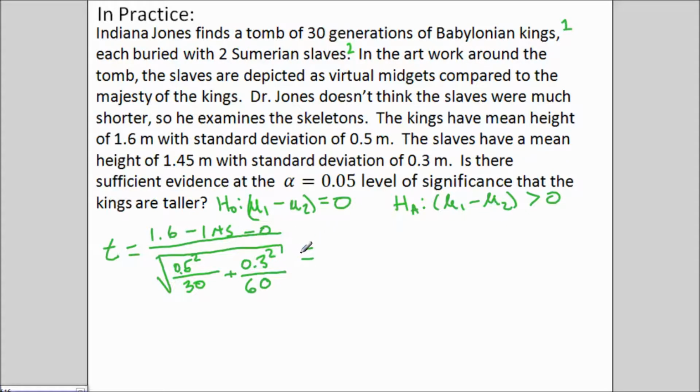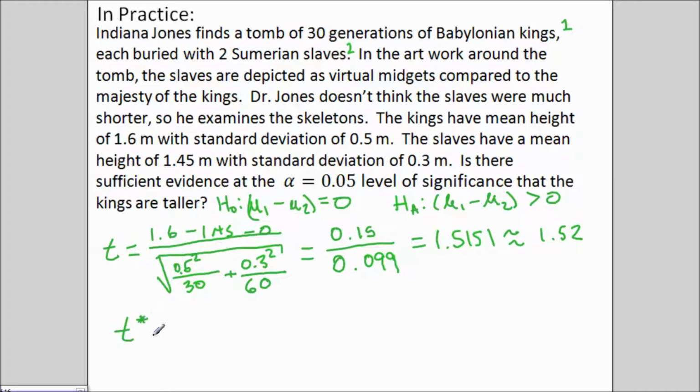So 1.6 minus 1.45 is 0.15, divided by the square root of this whole deal, which is about 0.099, which will give us 1.5151 going on forever, which we're just going to call 1.52. So now we have to come up with our test statistic.